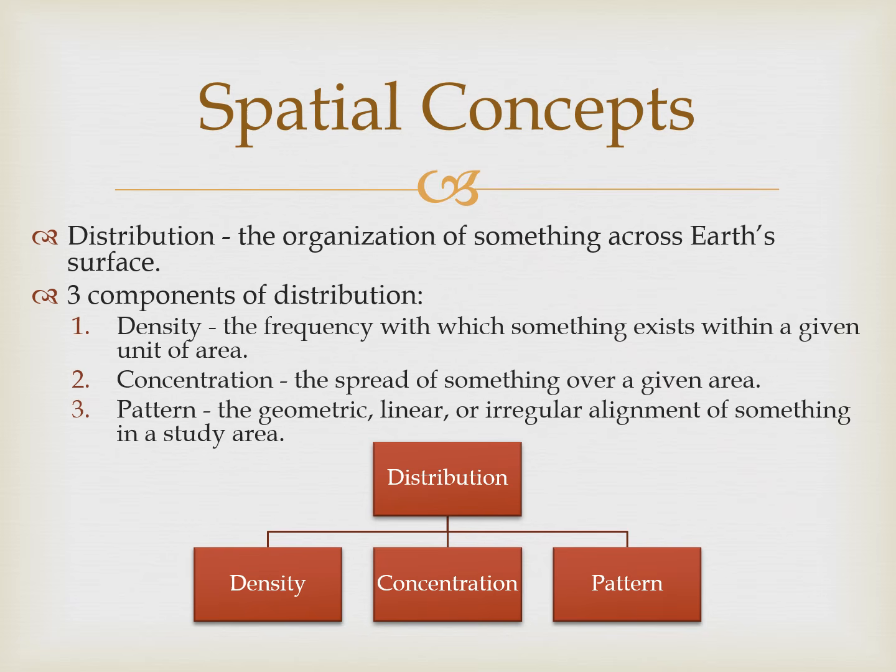Typically, the phrase we use is distribution, which is the organization of something across Earth's surface. You'll hear questions like, describe the spatial distribution of Christians around the world, or what is the distribution of the world's largest cities? Essentially, you're being asked to talk about the organization of these phenomena. And there are three components to help describe the organization of something. They are density, concentration, and pattern.